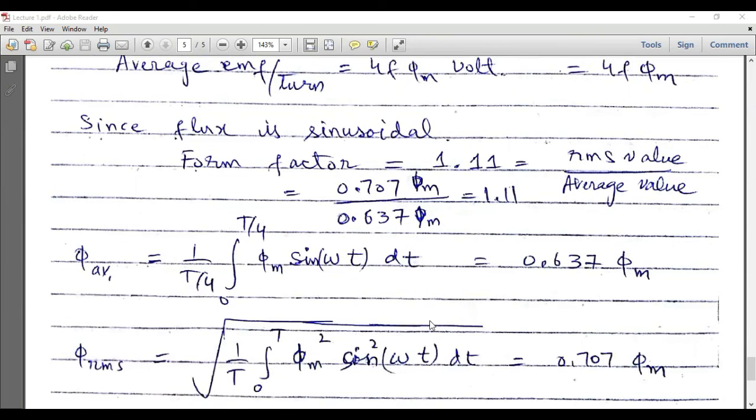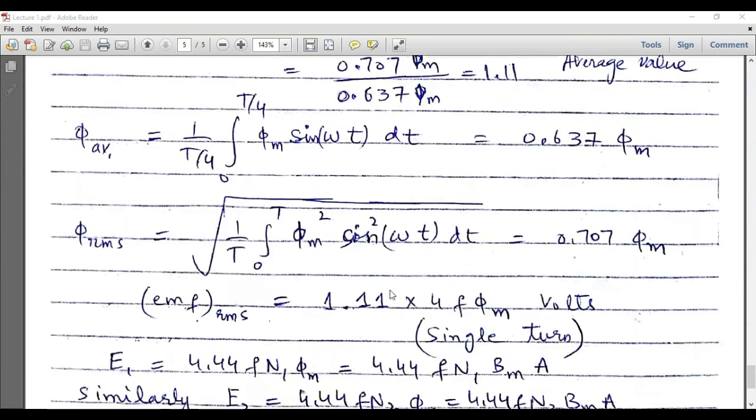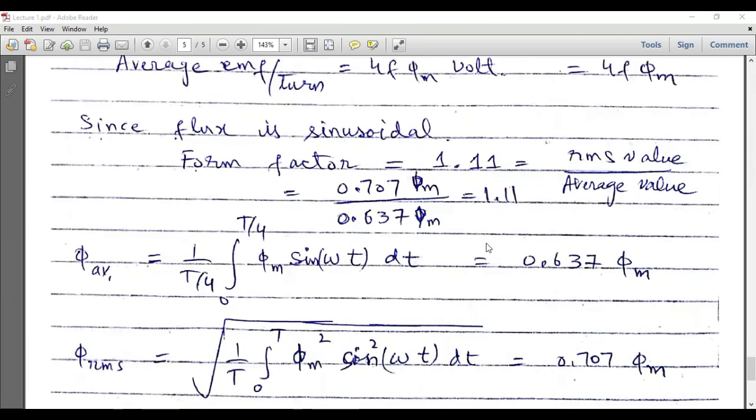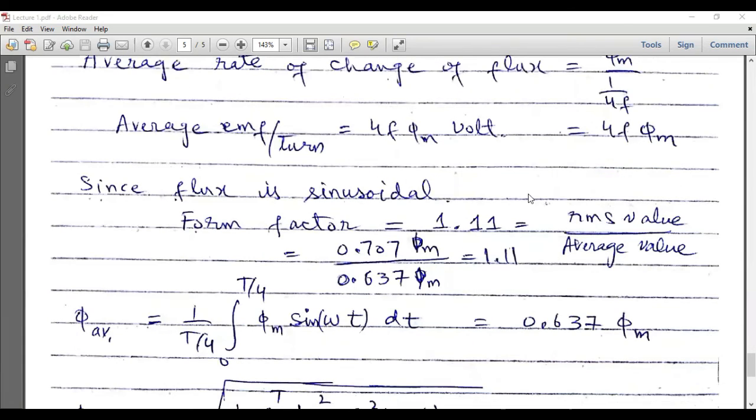So that expression, the RMS value of this induced EMF can be written as 1.11 into 4f phi m. Since we have calculated the average EMF per turn equal to 4f phi m, so if we multiply this average value with this form factor 1.11, we will get the RMS value.